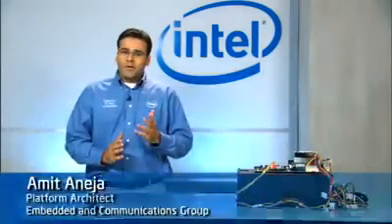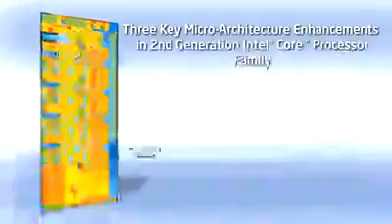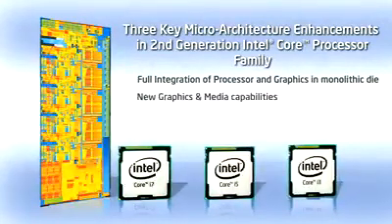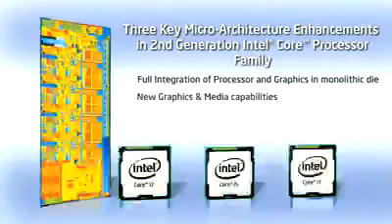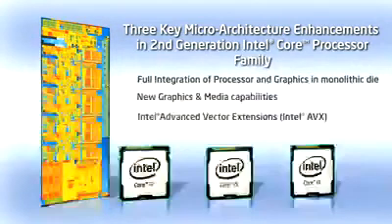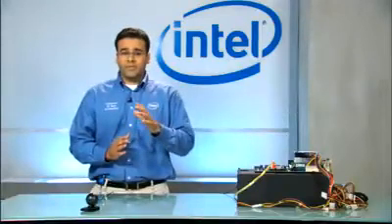Thanks, Mike. Sugar Bay is the 2011 embedded desktop class 2-chip platform with second-generation Intel Core processor, formerly codenamed Sandy Bridge, and Intel 6 series chipset, formerly codenamed Cougar Point. The three new advancements in the platform are a new, enhanced microarchitecture with full integration of processor and graphics in a monolithic die, new graphics and media capabilities, and the newest addition to Intel's instruction set architecture, AVX, or Advanced Vector Extension. Now let me explain in a bit more detail what these three are, and then Mike will explain how these next-generation features can enable best-in-class Intel architecture-based embedded products.